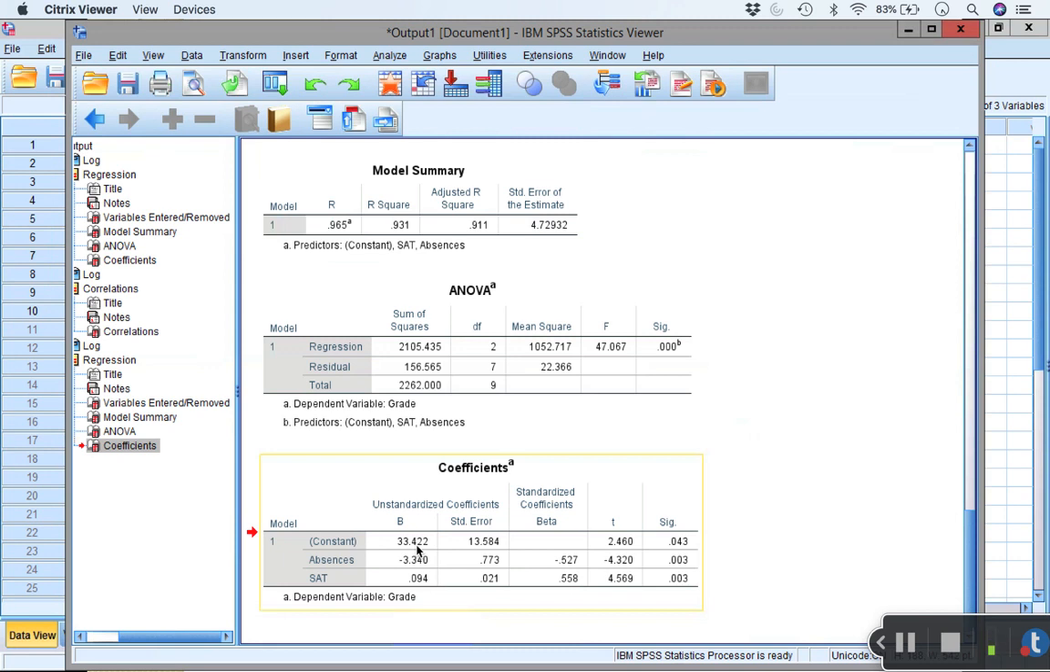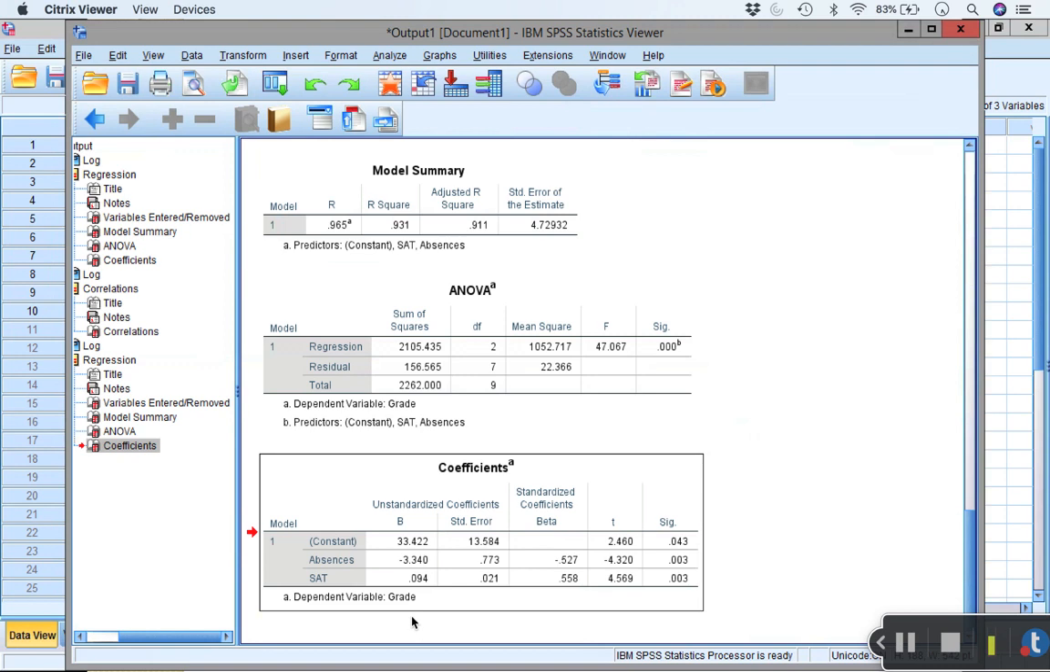That doesn't make a ton of sense because the likelihood of that happening seems low, but you can imagine you can plug in different values for either absences or SAT and see how your exam prediction fluctuates. So these unstandardized coefficients, this B column, these numbers are in the original metric in which the variables are measured. So exam grade is going to be on that 0 to 100 scale. Absences is measured in days. SAT is measured in points.